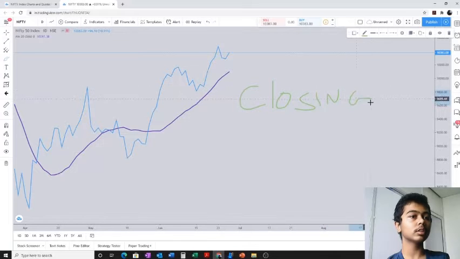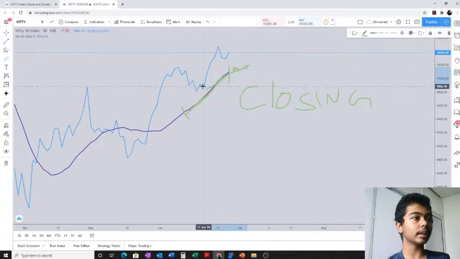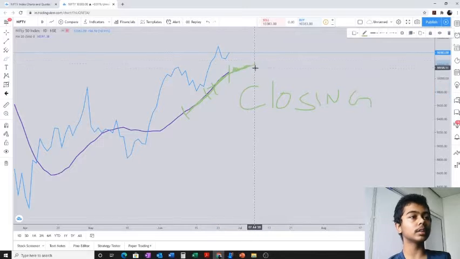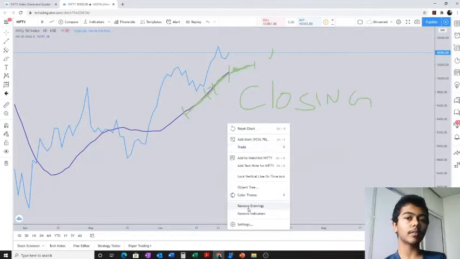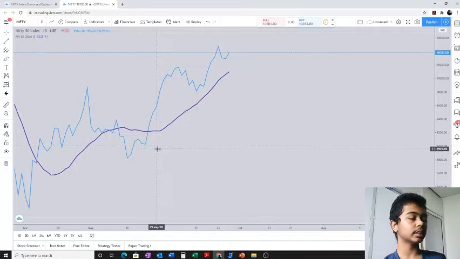So let's say these were the last 20 days. It takes the average of this, and then it will give the next point over here. Then the next day it will take the last 20 days, and the next day it will take the last 20 days and give the average. So this is what a moving average is. Now let's understand the strategy.